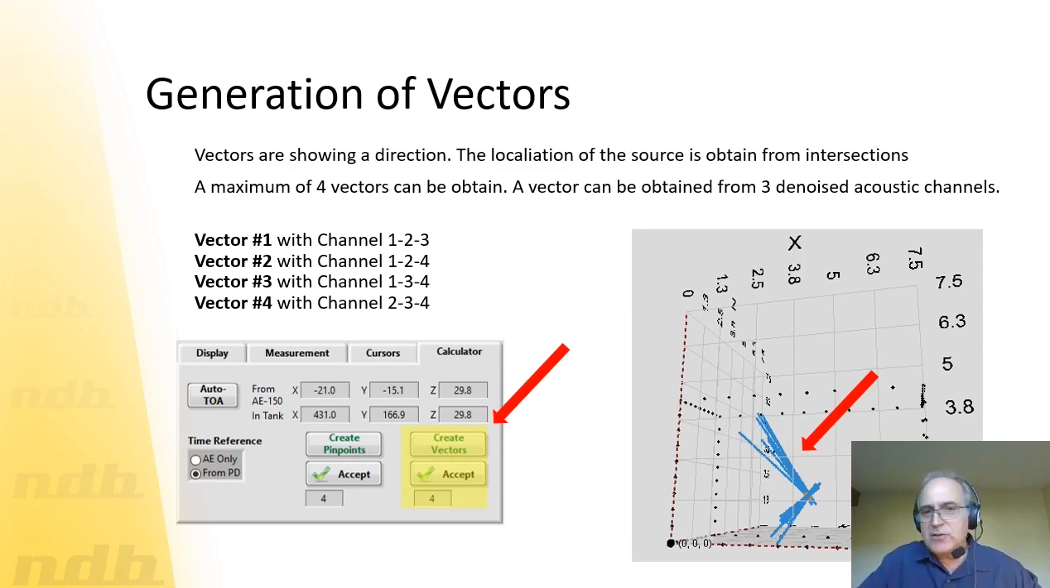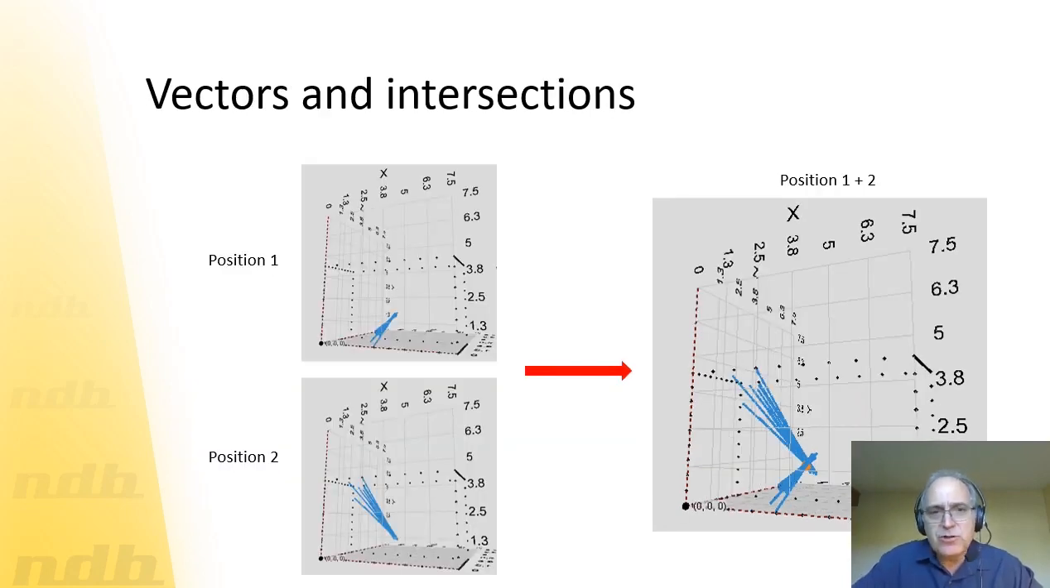Vector now. Vector quantity is based on the same thing. Vectors are obtained with the same thing: denoised waveform with time of arrival clearly identified. But the vectors are obtained from a position to tell you a direction of the source. So from position number 1, let's change the slide, you can obtain a maximum of 4 vectors that tell you that the source is that way. That's the only thing.